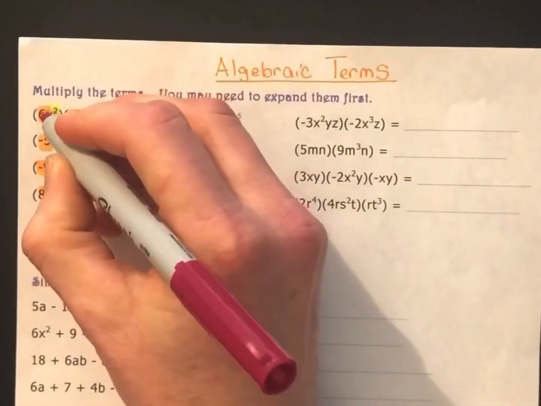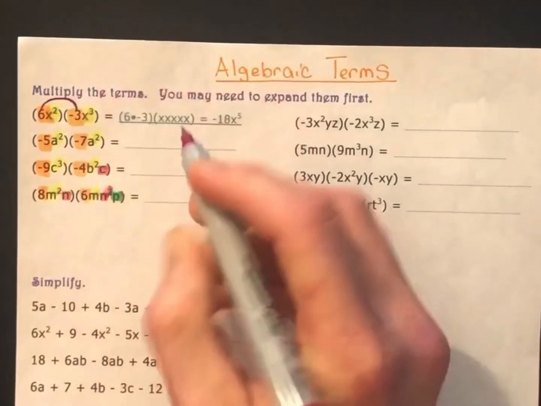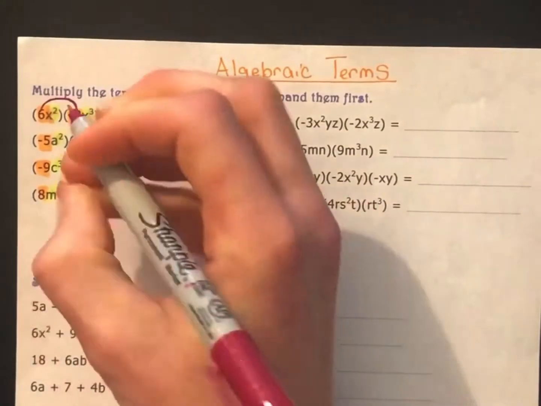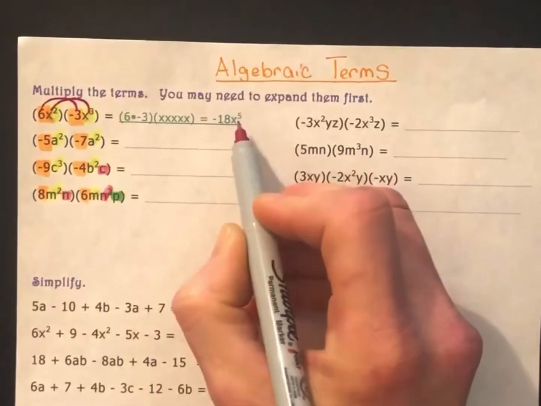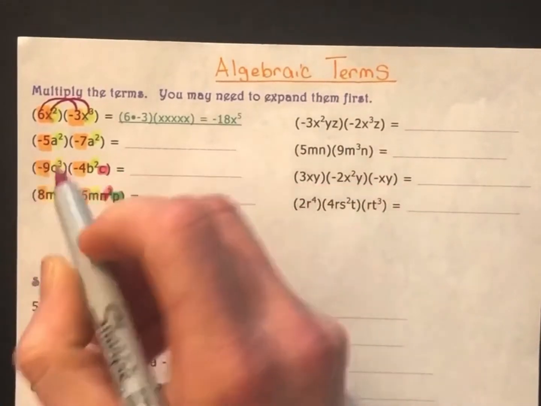Look at the example first. Multiply the coefficients together, or the numbers. 6 times negative 3 is negative 18. Then multiply the variables together. You've got x squared times x to the third. That's x multiplied 2 times and x multiplied 3 times, which altogether is x multiplied 5 times. So negative 18 x to the 5th power.